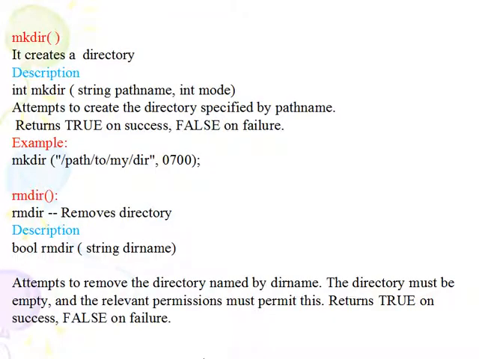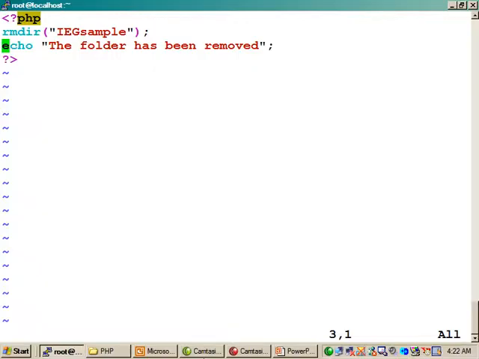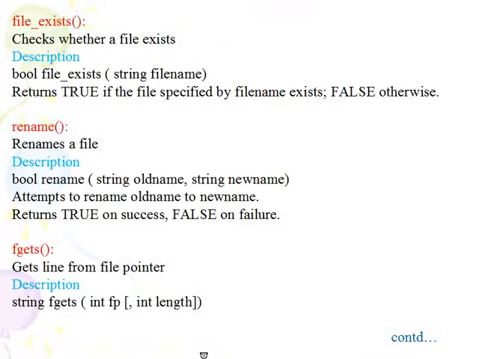The next function is remove directory. It is used to remove a directory. It takes a single parameter, that is the name of the directory. It returns a boolean value. If the removal of the directory is successful, it returns true or it returns false. We can observe this by the following example. This example is used to delete the directory IEG sample.